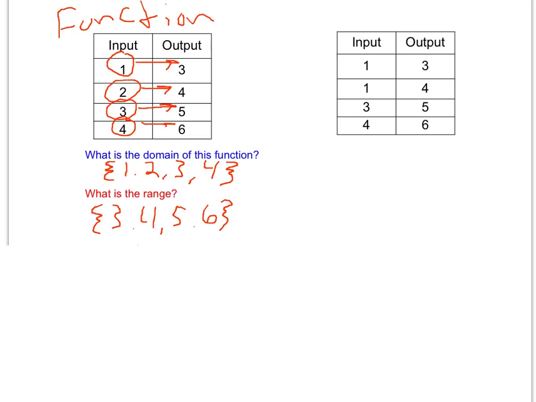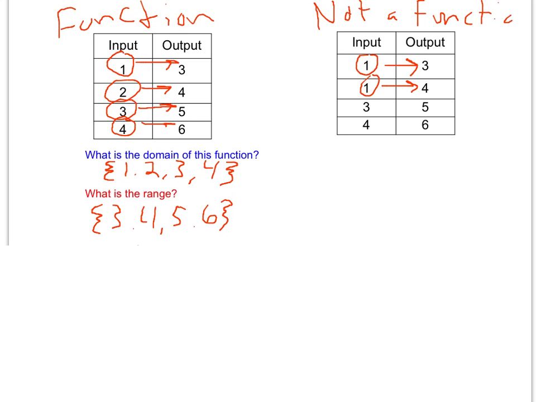Now notice what happens over here. I've got the number 1 twice in my input. When I look at it, the 1 has an output of 3 and it has an output of 4. That's a problem because that means that if I plugged the number 1 in, I got different answers. That cannot happen in a function. This over here is not a function.